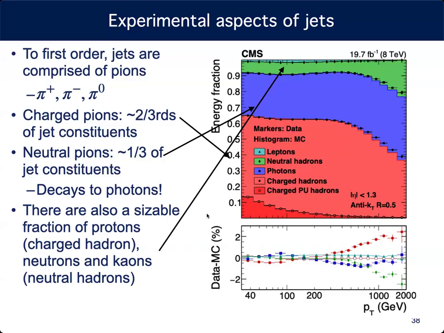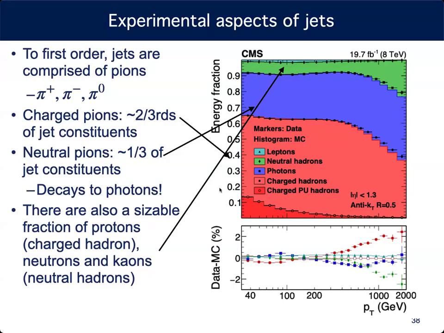Sort of numerically, this is kind of what you look like. This is the fraction of energy that's carried by the various species inside of a jet as a function of their transverse momentum. There are data and Monte Carlo on these plots. What I'm showing here is the charged hadrons, which are in red, the photons, which are in blue, then neutral hadrons in green, and then leptons, which is this tiny little bit in blue up here.